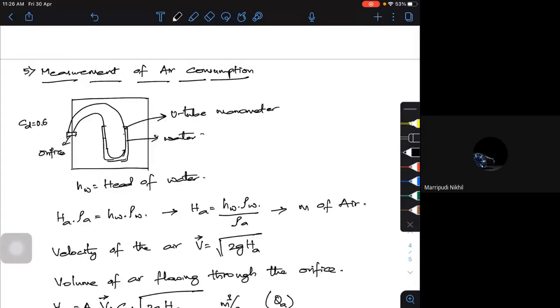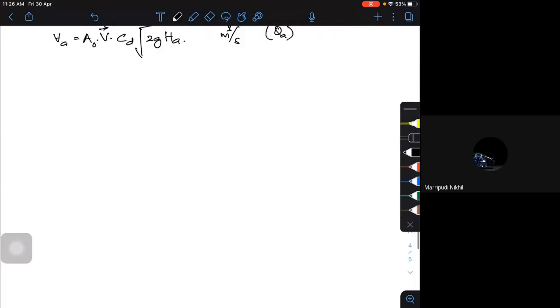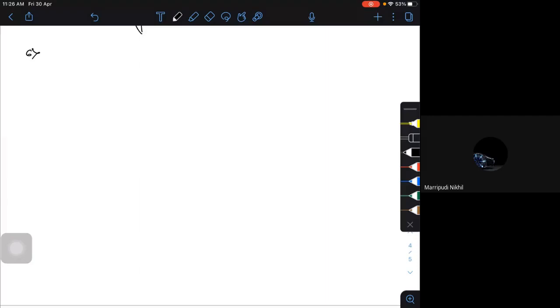Then the next point is measurement of fuel consumption.